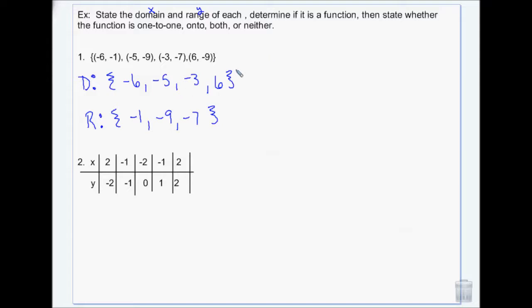To tell if it's a function or not, you guys remember every x can only go to one y. You can't have the same x going to two different y's, right? So none of these x's repeat going to two different y's. So it is a function.